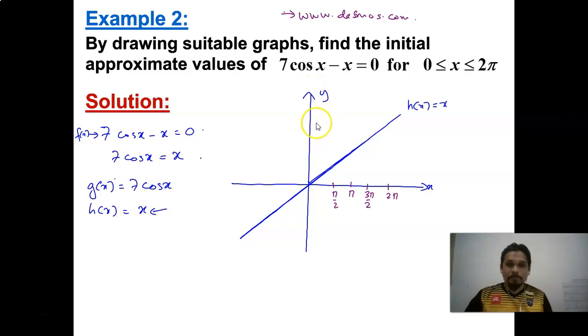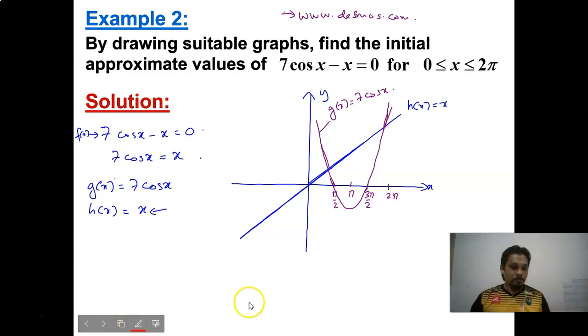And now, let's say the graph intersects at this point and here. There you go. Okay, so this is the graph of g(x) equal to 7 cos x. Okay, now the intersection points between these two, and also here.